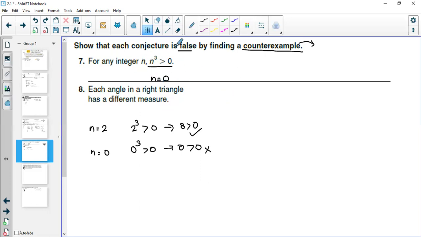Or you could even use any negative number. In case I had taken n equal to -2, I would say -2 cube is greater than 0. Is that going to be true? -2 cube means -2 multiplied by -2 multiplied by -2. That's going to give me 4 multiplied by -2, which is -8. So is -8 greater than 0? It's wrong. So here again you could say n equals 0, or you can say any negative number would make this conjecture false.